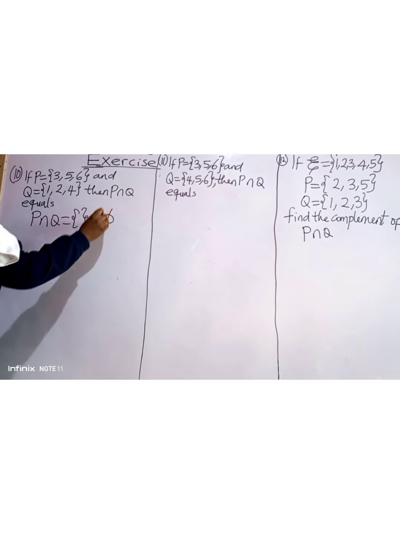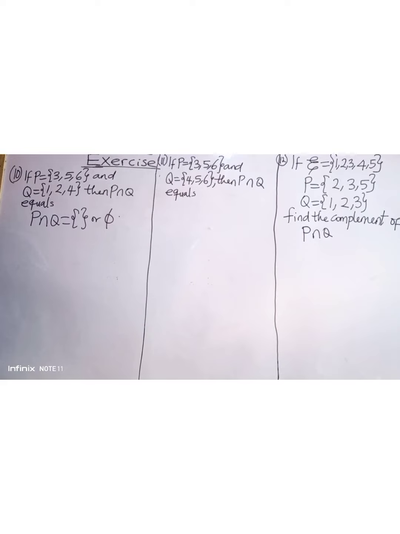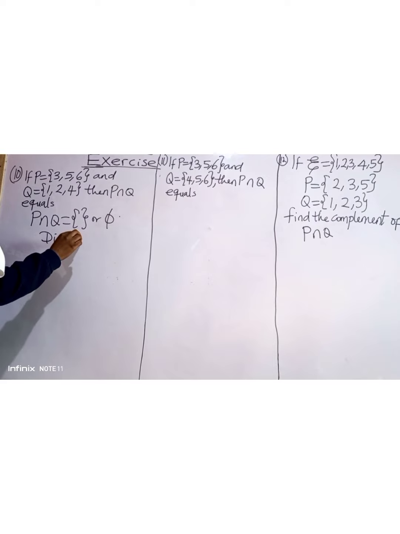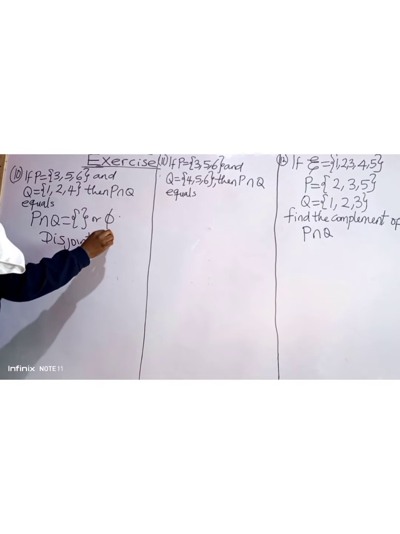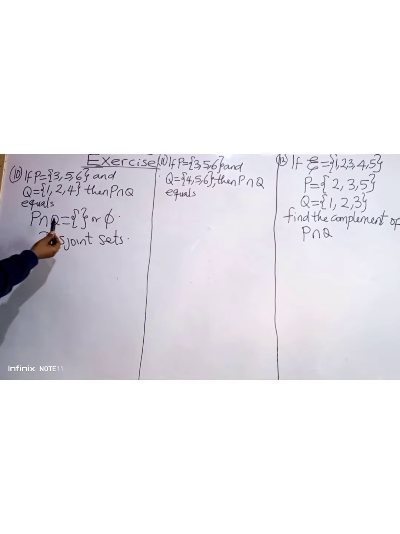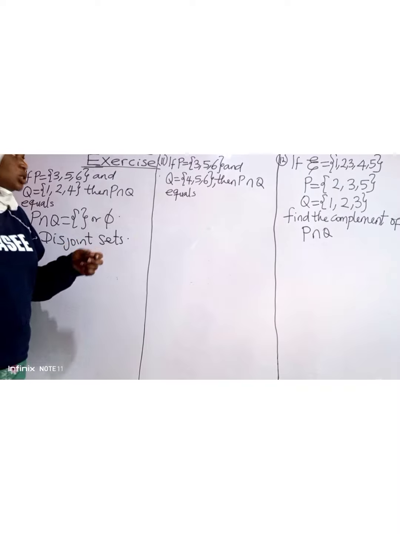Or you draw it like this. So anytime you are considering two non-empty sets and they do not have anything in common, that means you are talking of disjoint sets. So this one gives us disjoint sets. P and Q are disjoint. They are disjoint sets. That means they do not have any elements in common. Two sets that do not have any elements in common are said to be disjoint.